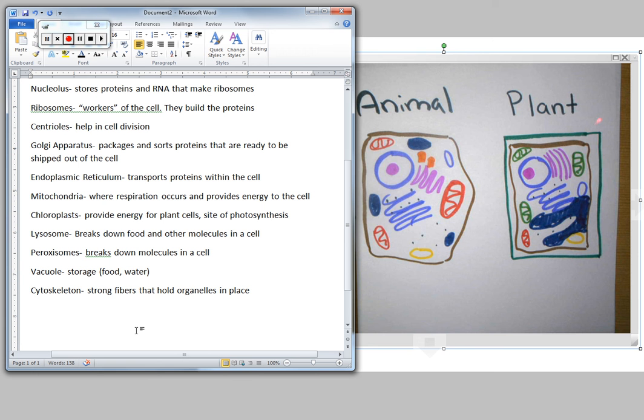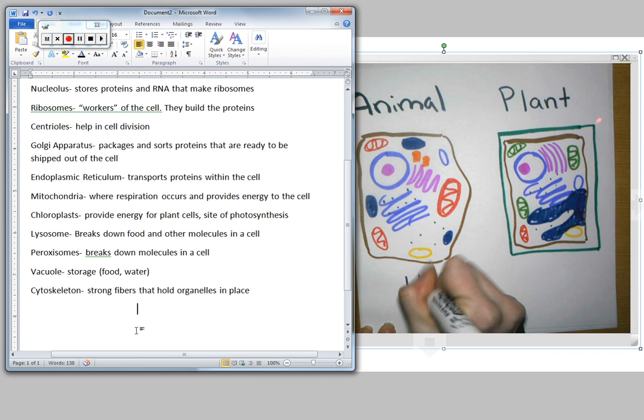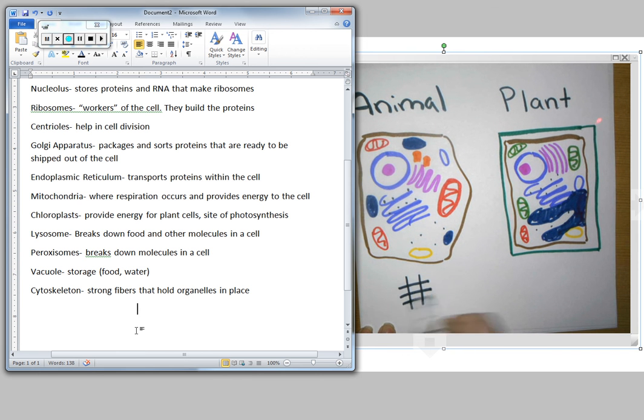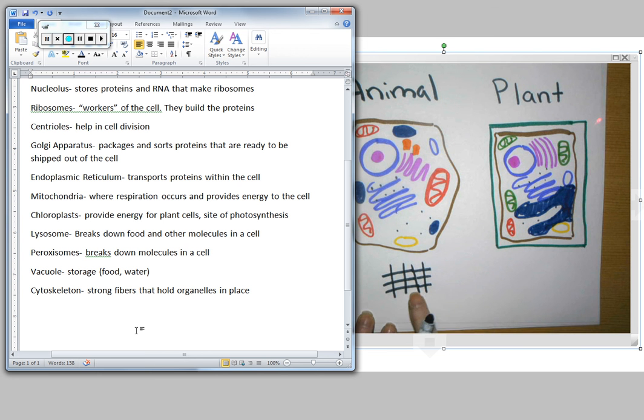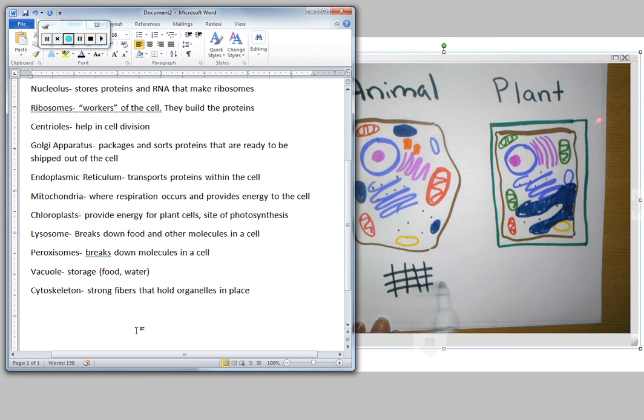Now, the cytoskeleton within a plant and animal cell are strong fibers that hold organelles in place. So you could think of that as like lattice work that holds everything in place, or scaffolding maybe. So it looks very similar to this, just long fibers that are going to hold everything in place and hold the cell together.